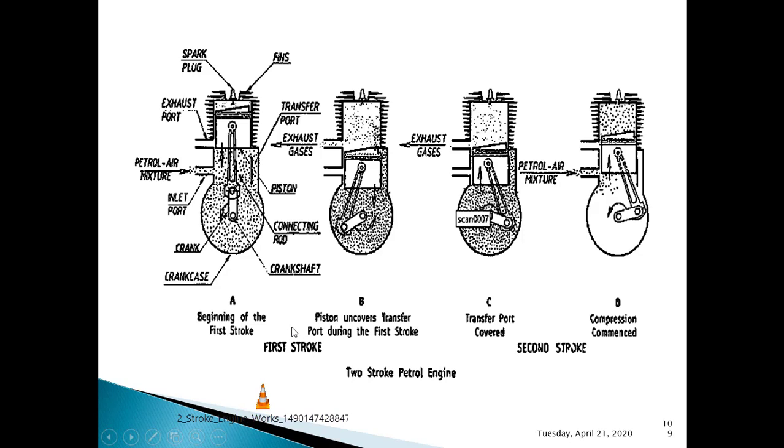In the first stroke, as I said, we won't discuss much about suction and exhaust here, because that suction and exhaust will be taking place along with the compression and power stroke. So directly we will begin with the power stroke here. First stroke, you can see there, we will begin with that power stroke itself. Power stroke, in the sense, you all know that the compressed air fuel mixture here will be ignited by the spark which is given out by the spark plug.